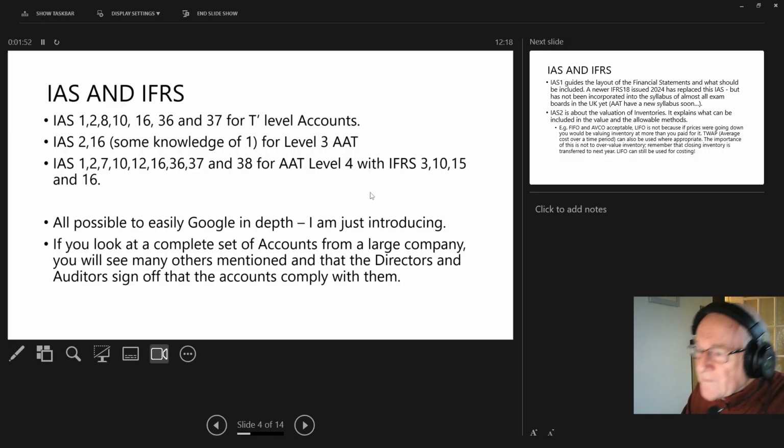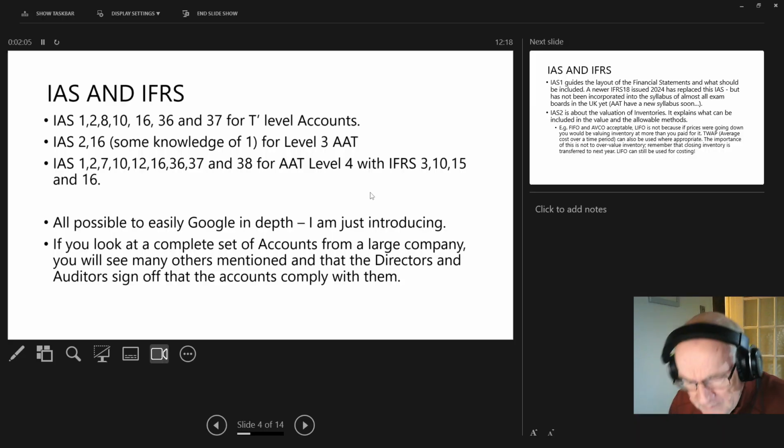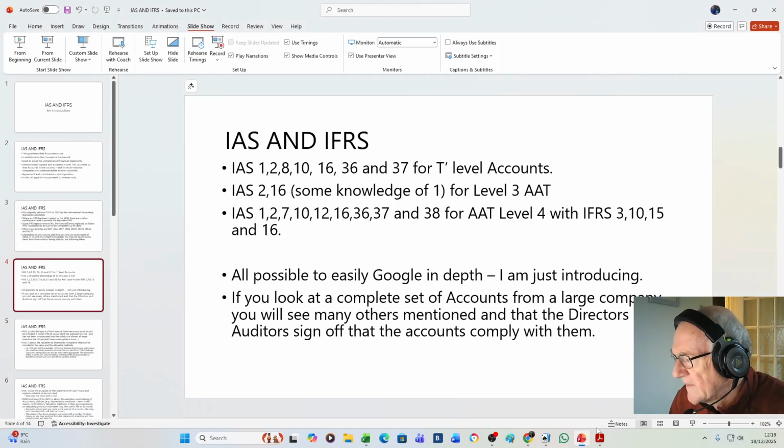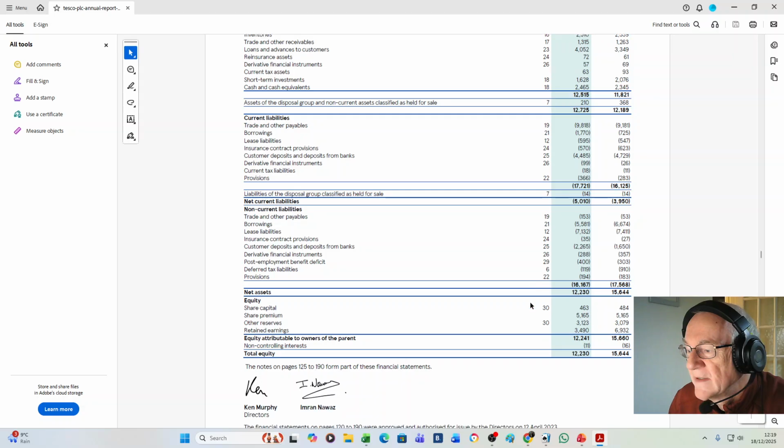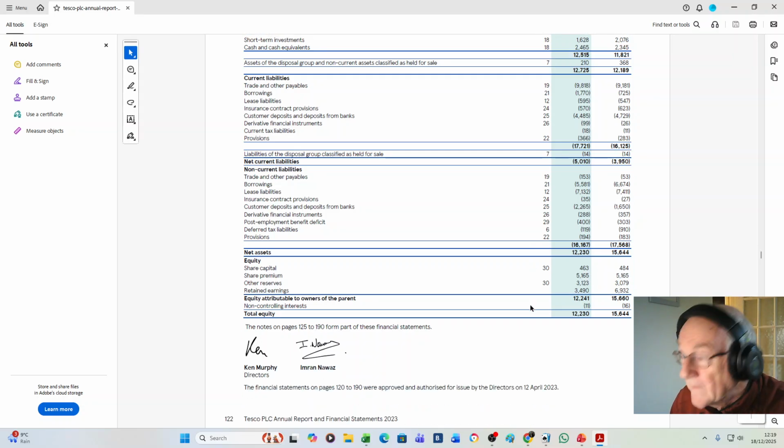to students. So if you look at a complete set of accounts from a large company, you'll see lots of others mentioned, just to give you a flavour, and that the directors and auditors sign off that we comply with them. Let's get a page of some of these accounts. There's the signatures at the bottom. Director, one of the directors signing every page of the financial statements, and every page also signed by the auditor, because it's a big company. This is Tesco, so yes, it's big enough to need auditing.